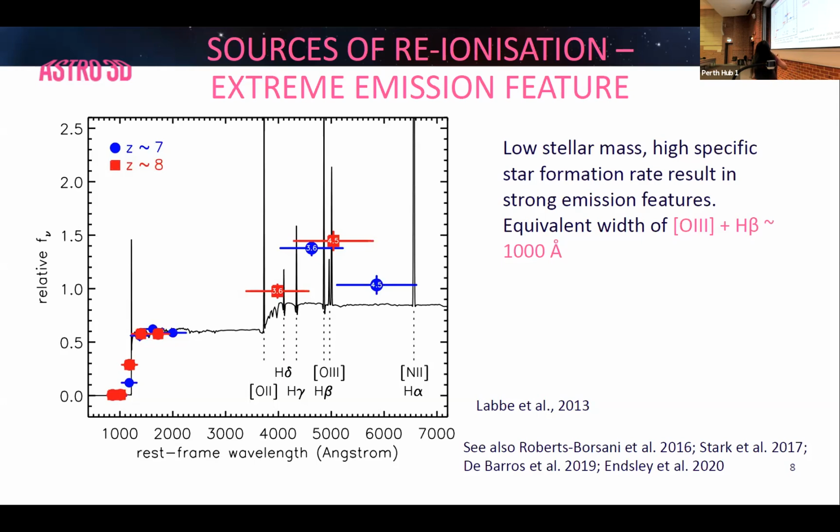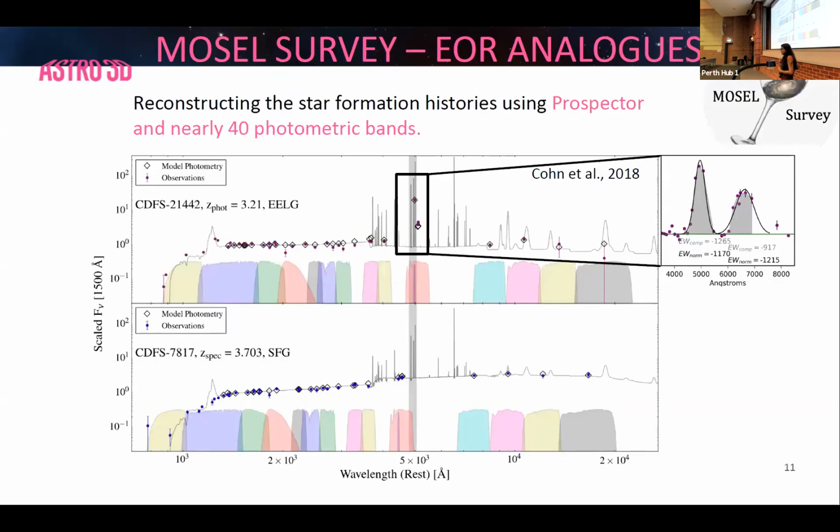For example, for this system, the O3 H beta equivalent width is about 1000 angstrom. That is, all of these redshift greater than 6 galaxies have really bright emission lines. So we can use this property to identify galaxies at lower redshift in the same way. And we do that, and we select a bunch of galaxies with extreme emission features at redshift 3 to 4. For this, we use really extensive, about 40 photometric band photometry from the Z4 survey. We have a sample of about 100 extreme emission line galaxies with photometric O3 equivalent width greater than 600 angstrom, which makes them very similar to the O3 equivalent width of the observed galaxies.